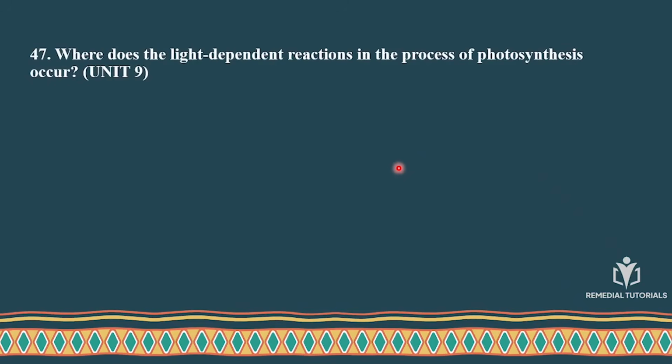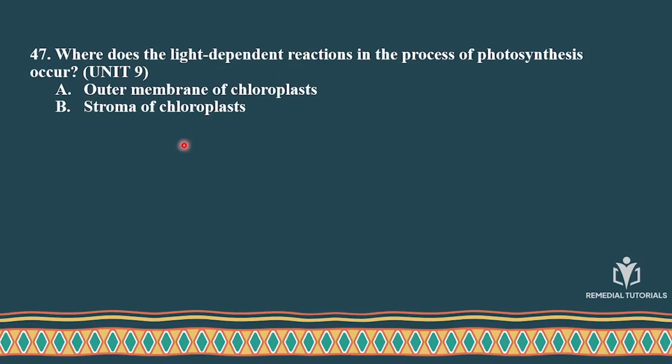Question number 47. Where does the light dependent reaction in the process of photosynthesis occur? A. Outer membrane of chloroplast. B. The stroma of the chloroplast. C. Thylakoid of the chloroplast.